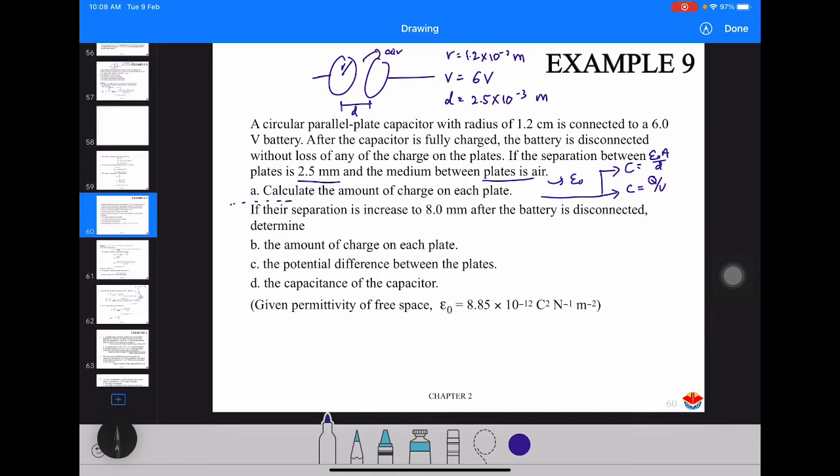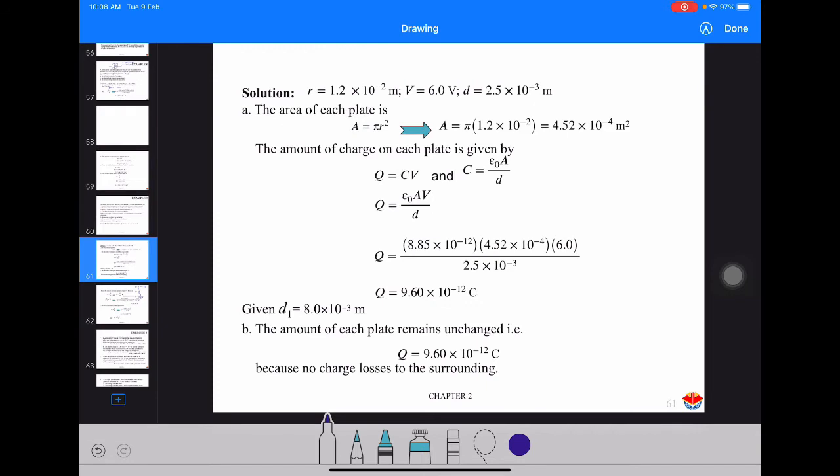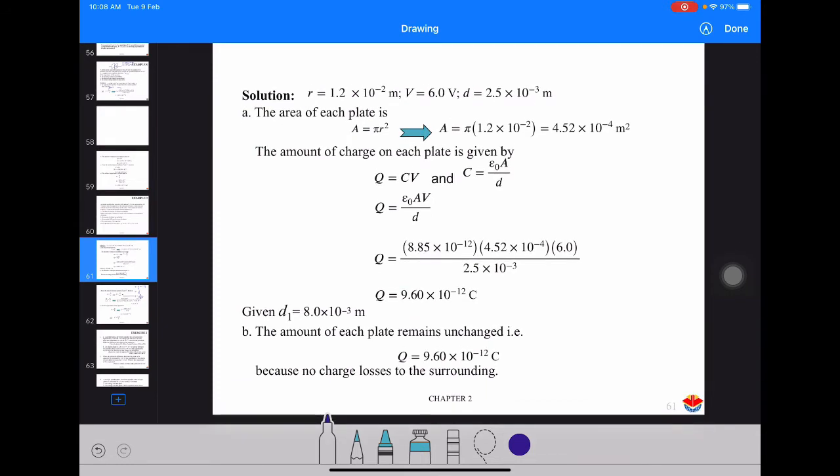epsilon naught. Okay, so in this solution, actually they do the two steps in one. Maybe I can show you how to calculate separately. So if I want to calculate C first, it would be 8.85 times 10 to the negative 12 multiplied by the A, which is pi r squared, pi times 1.2 times 10 to the negative 2 squared, divided by the distance or separation between those plates, which is 2.5 times 10 to the negative 3.